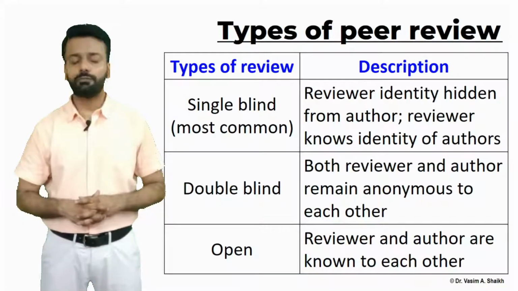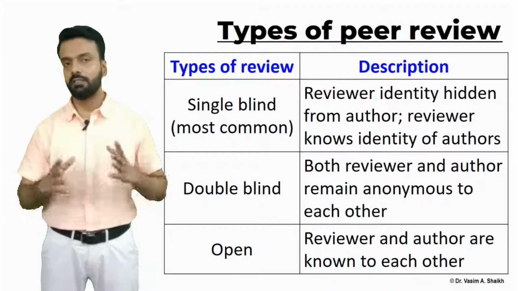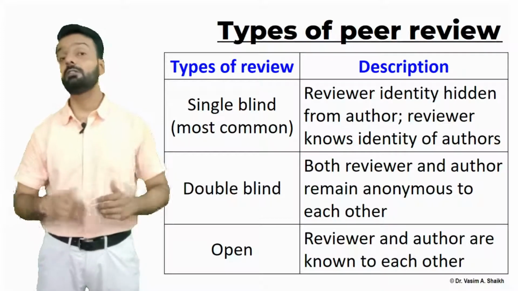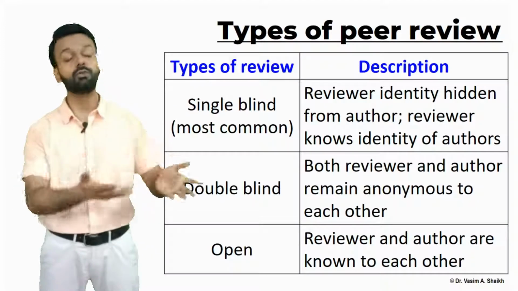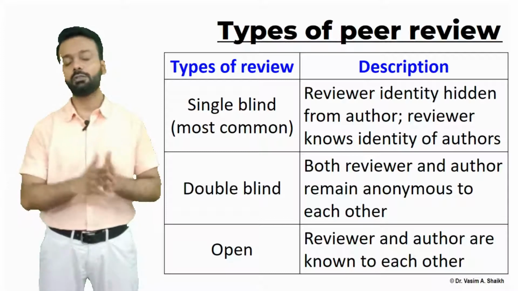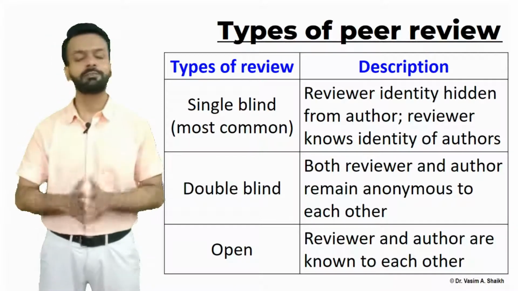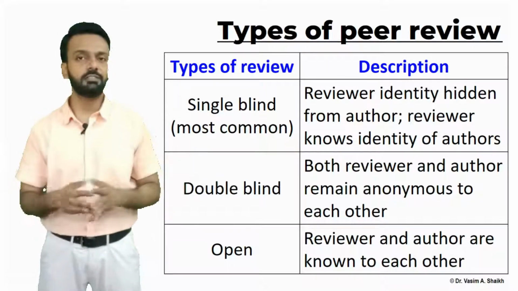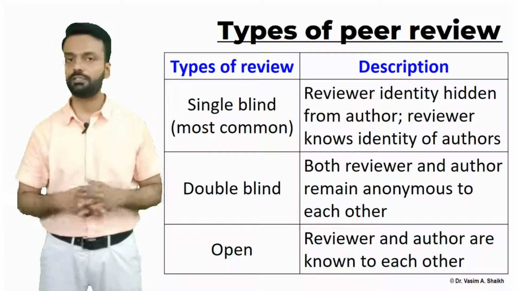What are the types of peer review process? There are three types of peer review process. The first one is single blind. That means the reviewers know the names of the authors, but the authors don't know who the reviewers are. Second is double blind. Double blind means the authors don't know who the reviewers are, and the reviewers don't know who the authors are. The third one is open review, where everyone knows everyone: the authors know who the reviewers are, and the reviewers know who the authors are.